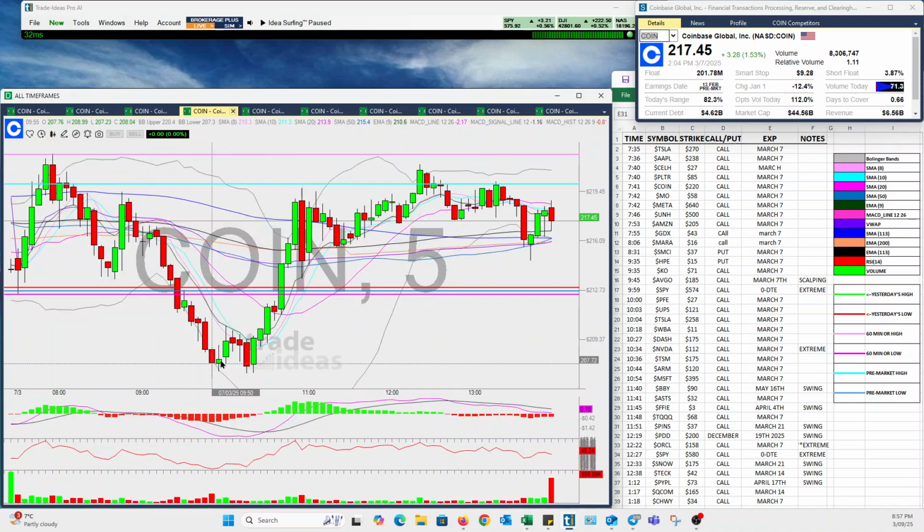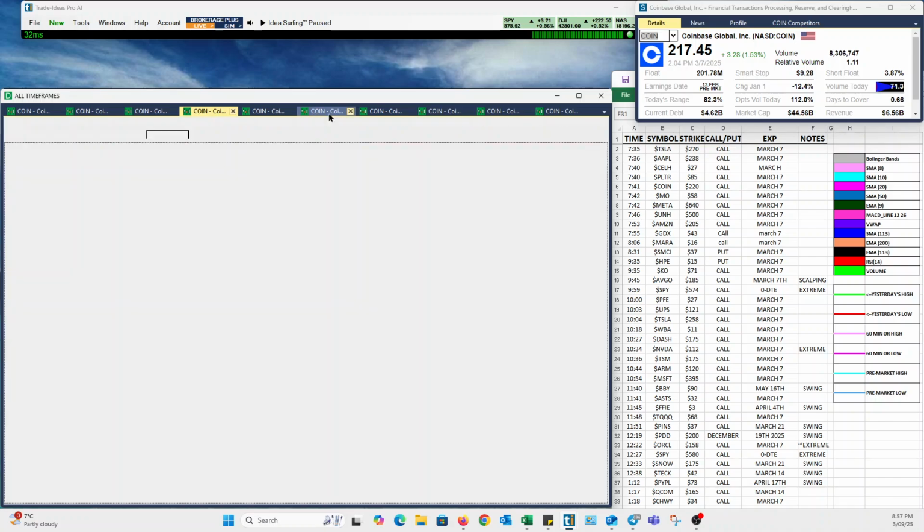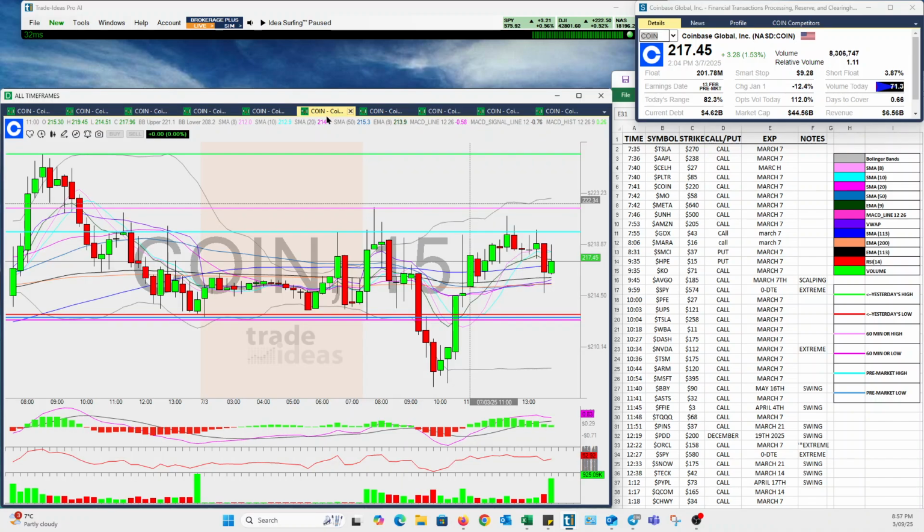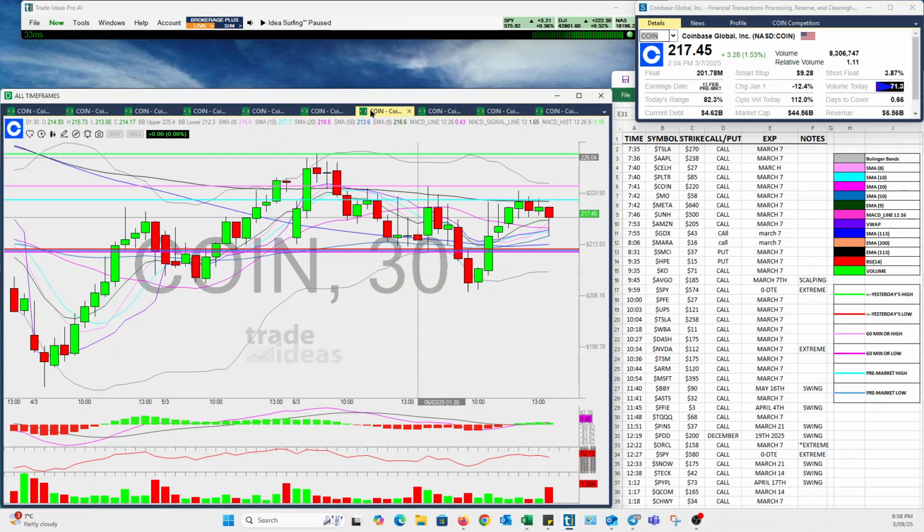So it wasn't so much outside of the Bollinger Band on the 5-minute, but if you look at the higher time frames, it was definitely outside of the Bollinger Band. Here's the 15-minute as well. And let's see what it did on the 30-minute. 30 minutes, see there too, it's outside the Bollinger Band.